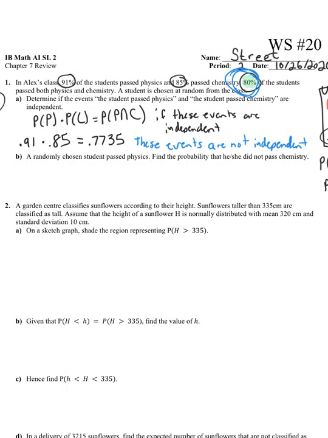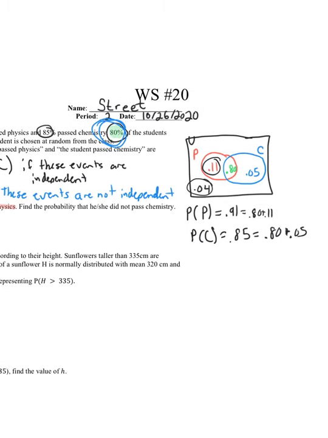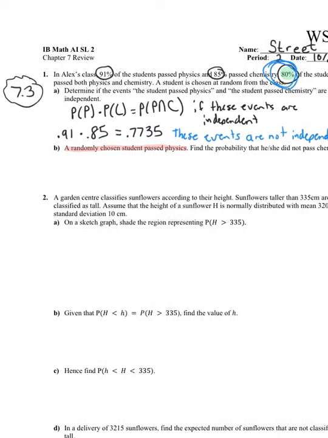A randomly chosen student passed physics. Okay, so given that they passed physics, find the probability that they did not pass chemistry. So we're in this circle of our Venn diagram. And we know they passed physics, but they did not pass chemistry. There's the people that passed physics, but not chemistry, 0.11. So that's why it's nice to set up that Venn diagram. 0.11. All right, that would be it.